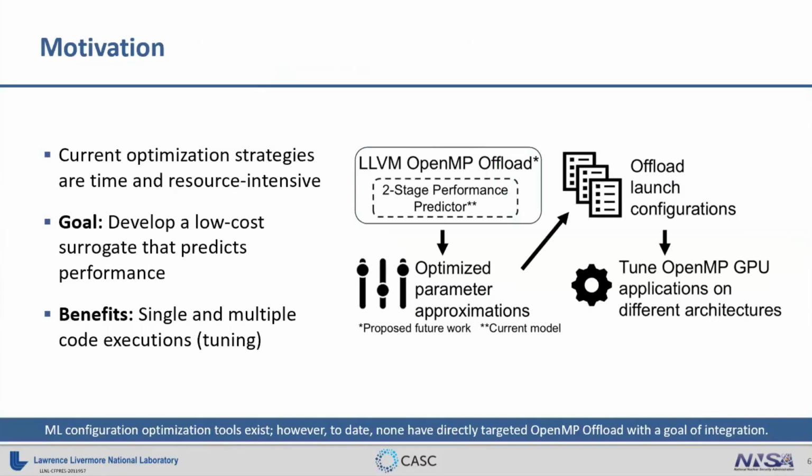So some common practices for finding an optimal configuration include guided tuning techniques and machine learning, which can be both time consuming and resource intensive. The goal of our study was to address this challenge by investigating machine learning approaches to reduce the time and cost of identifying an optimal launch configuration, the benefits of which could be applied to both a single execution of code or multiple. So for instance, a scientist running a scientific experiment or an engineer attempting to optimize a scientific application by using guided tuning techniques.